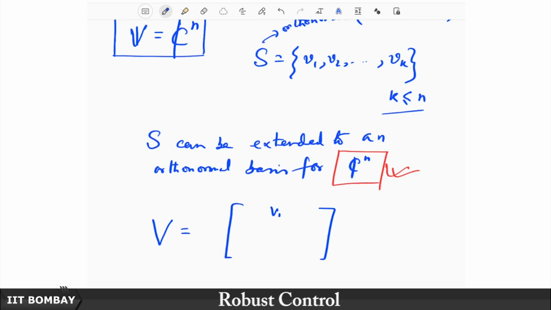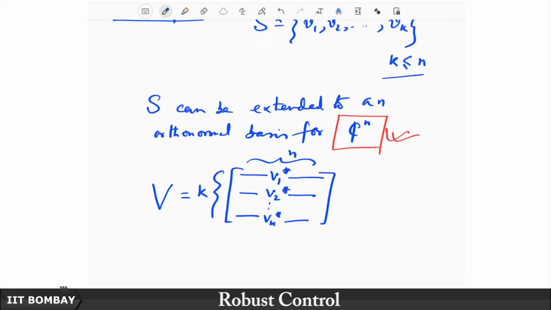So, this is V1 star, V2 star, dot dot dot, till Vk star. So, what do these look like? V1 star is basically a row vector, so this is basically an n-tuple. So, this is a k cross n matrix, where of course each entry of V1 star is the complex conjugate of the corresponding entry of V1, and instead of the column you have it written as a row. So, what can you say about this matrix?